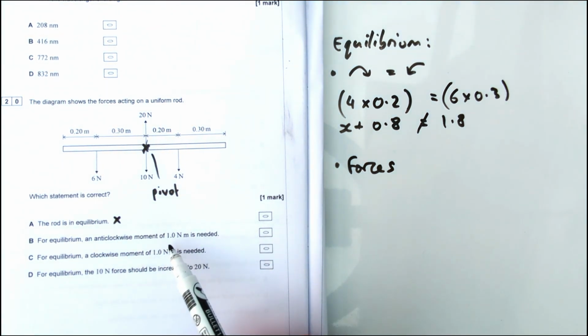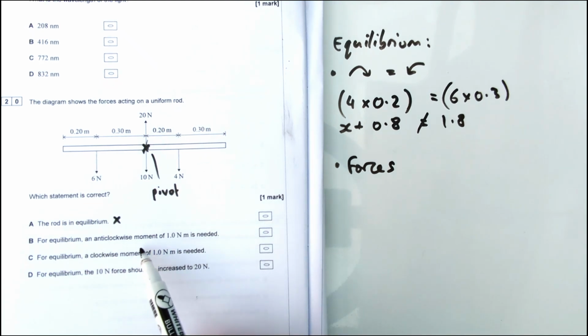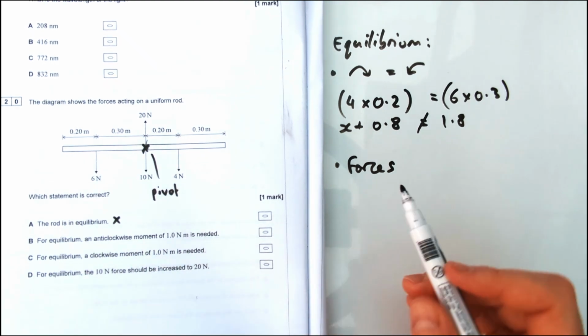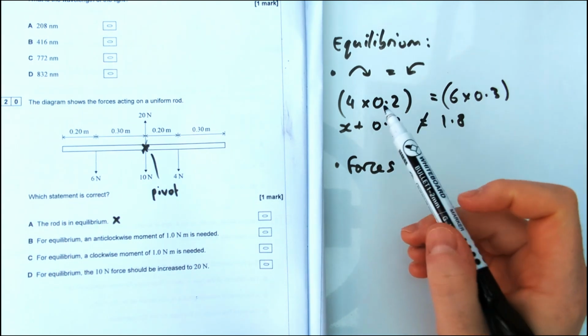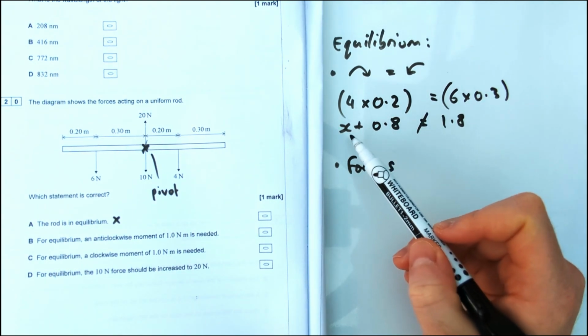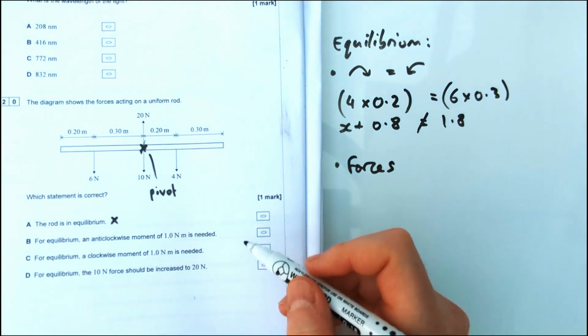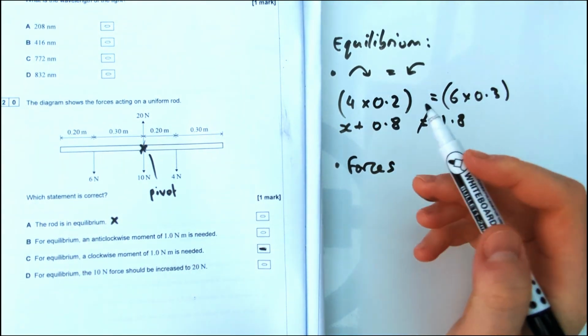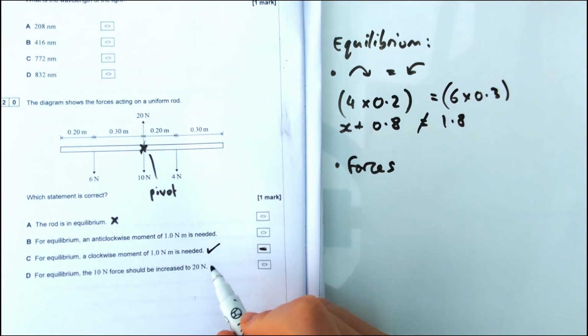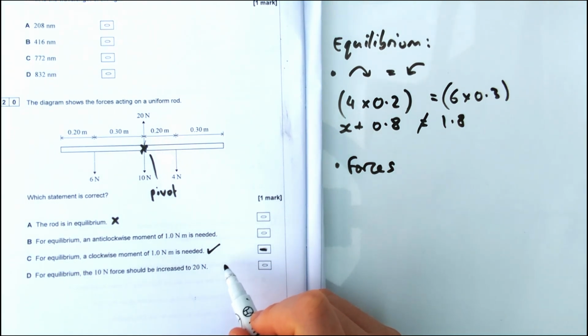So what to add? Hopefully it's obvious it's one of these two options here, B or C. So is it an anti-clockwise or a clockwise moment? We know it's going to be 1 because x plus 0.8 makes 1.8. Hopefully we can figure out it's got to be a clockwise moment for this to work out, because it's missing from the clockwise section we were working out earlier. So it is option C that is correct here.